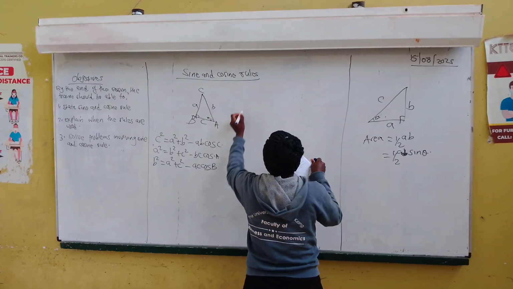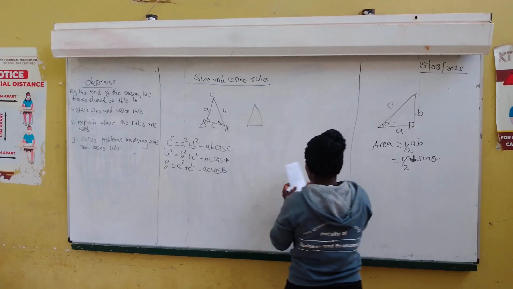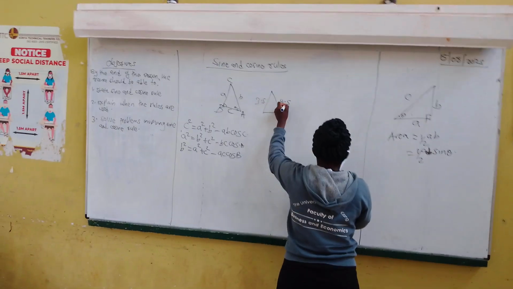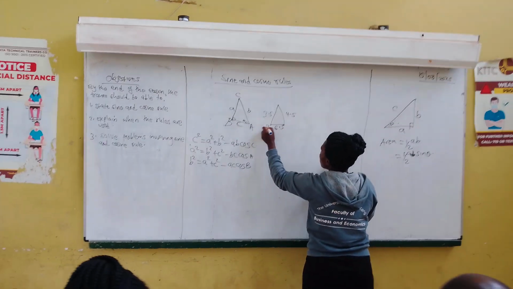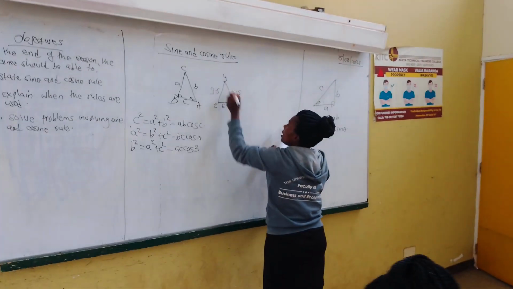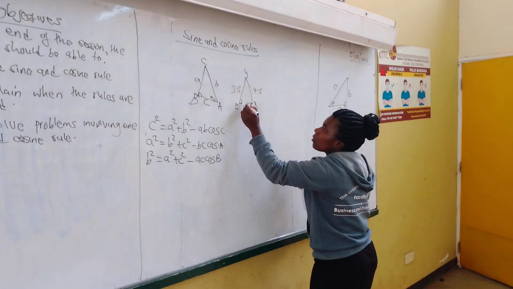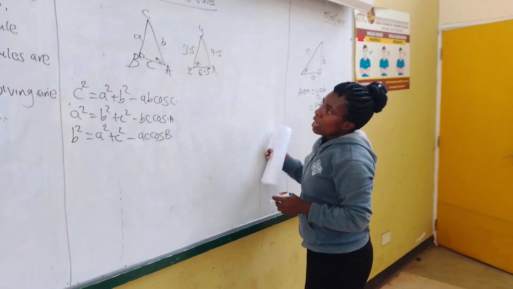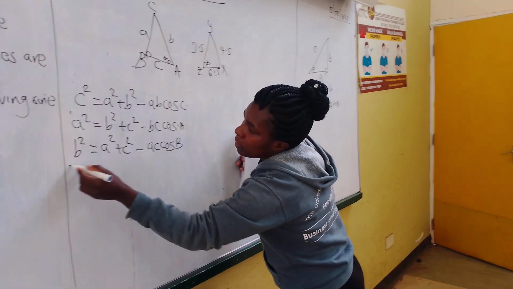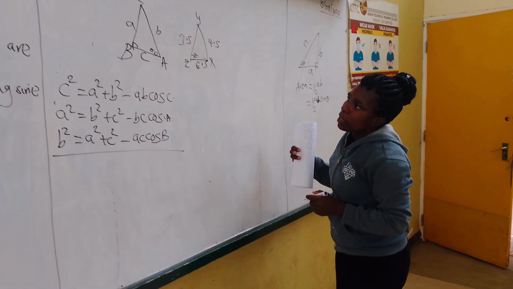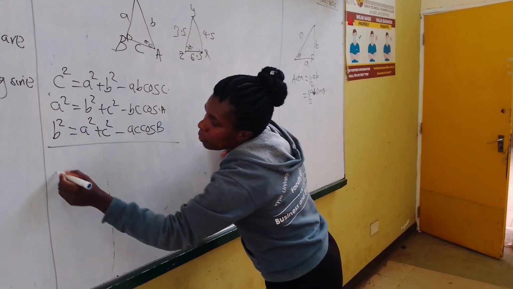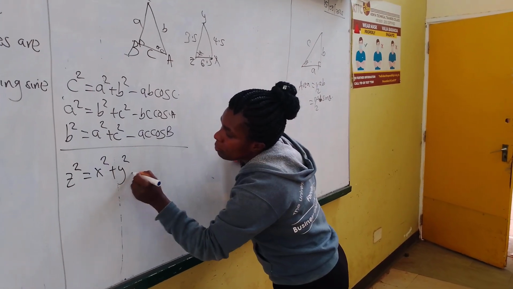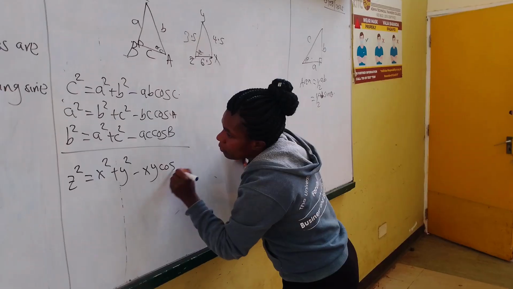Let us use an example quickly. If we have been given a triangle with sides 3.5, 4.5, and 6.5, that is z, x, and y, and we have been told to find angle z. Which formula do we use to find angle z? Cosine rule, which is z squared is equal to x squared plus y squared minus 2xy cos of z.